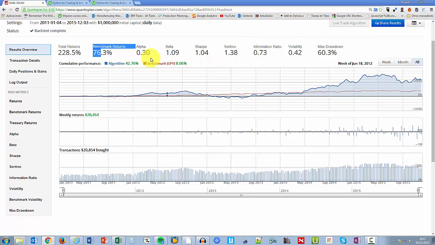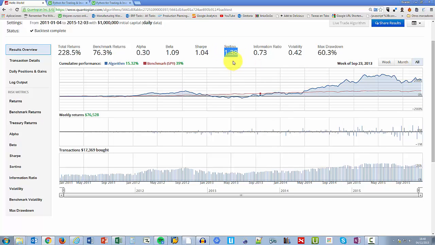Here we have different measures, different ratios. We have the alpha, that is how much our algorithm was better than the benchmark. The beta, how differently it has performed than our benchmark, in this case also the Standard & Poor's. The Sharpe, that is the comparison of our profitability against the risk-free profitability divided by volatility. This is a measure of how much profitability we are getting depending on the volatility we are supporting.